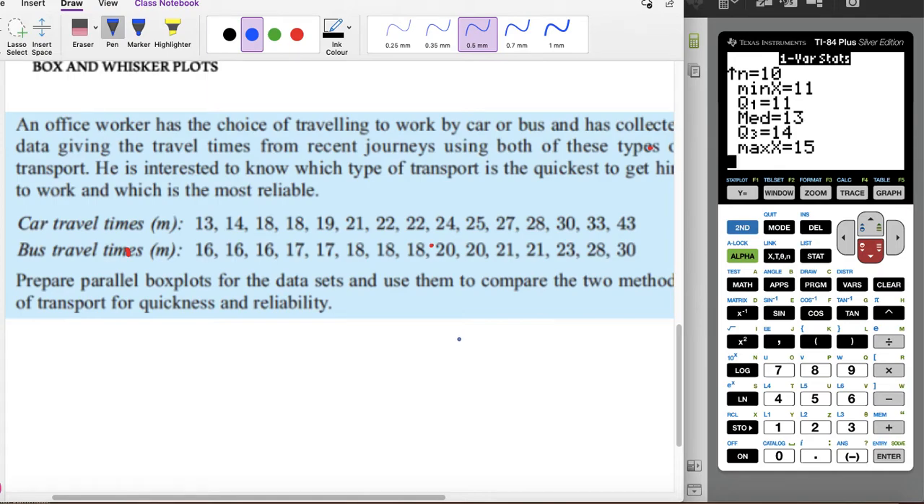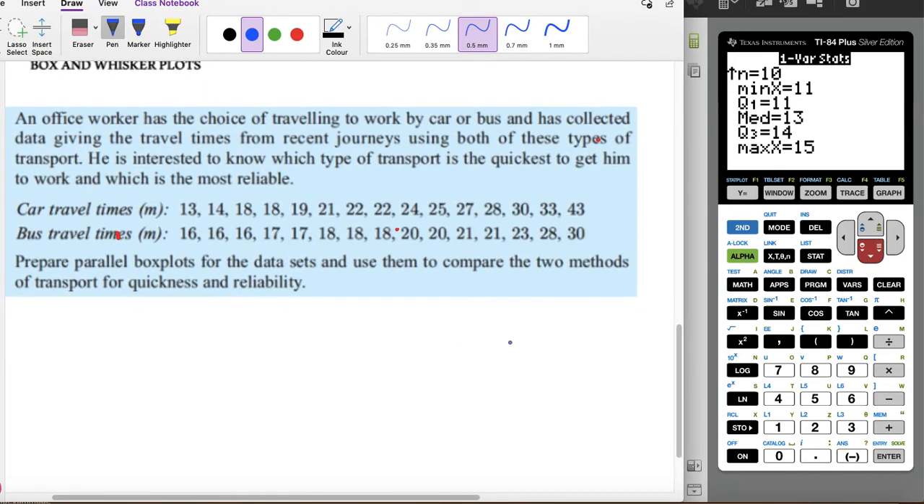Okay, so here we have the next question, and it says an office worker has a choice of traveling to work by car or bus and has collected data giving the travel times from recent journeys using both of these types of transportation. Which is the quickest to get them to work and which is the most reliable? So car travel times are here, bus travel times are here, and it says prepare parallel box plots for the data sets and use them to compare the two methods for quickness and reliability. So we want to get these two data sets on the same scale and look at the box plots and compare.